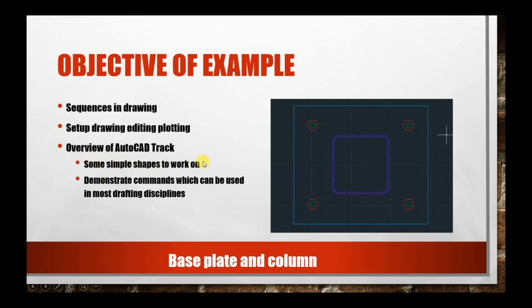Some simple shapes to work on. We'll work on rectangle, circle, hexagon. We'll demonstrate some commands which can be used in most drafting practices like copy, move, trim, line, polyline, circle. So we'll walk through with one example. Objective is not to learn in detail, but your objective of this class is to walk through the overall CAD drafting process. So this will be a very good example to look at how AutoCAD works.